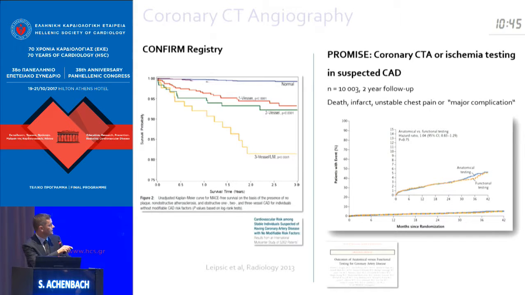Here's registry data in 35,000 patients that show that if the coronary arteries are normal in coronary CTA, patients do well, the mortality is close to zero, and then with an increasing number of vessels that show stenosis, the mortality increases in this large registry. And there's also the PROMISE trial where 10,000 patients with suspected coronary disease were randomized to either receive coronary CTA or stress testing, and you can see that the outcome of these patients was absolutely identical. So you can use CTA just as well as stress testing to work up patients with coronary artery disease.